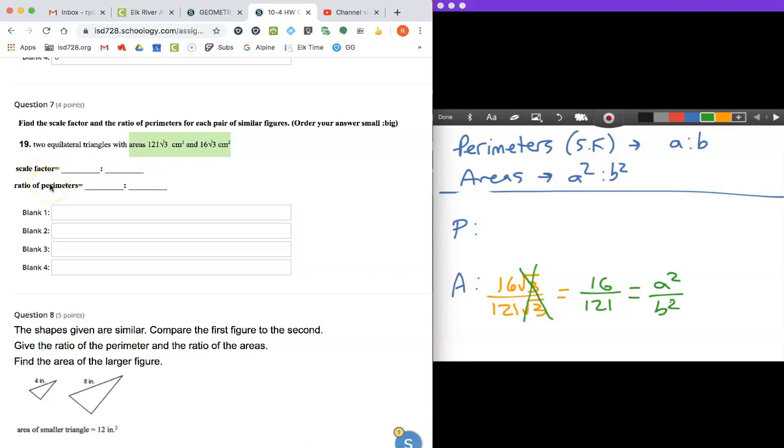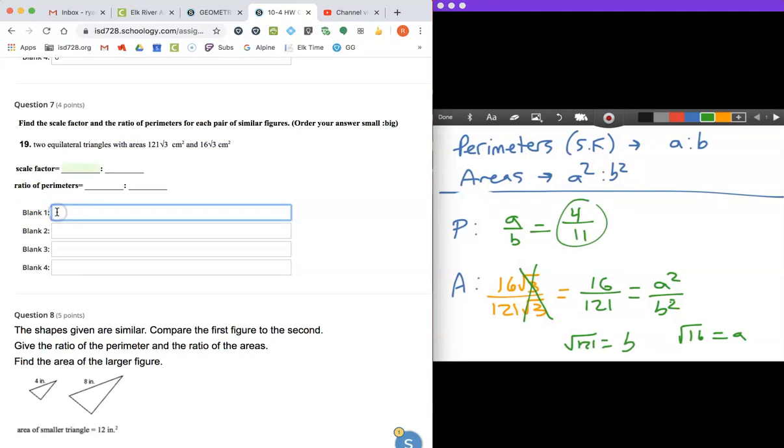They're the same thing. So if 16 is A squared, the square root of 16 gives us A, so that would be 4. If 121 is equal to B squared, the square root of 121 is equal to B, so that's 4 to 11. So that's 4 to 11 and 4 to 11 if we're going small to big.